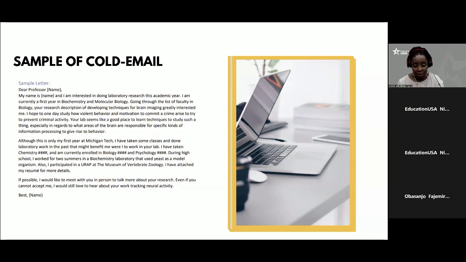The person was able to talk about how they participated in XYZ, and said, "I have attached my resume for more details." So in case the professor needs to check the person out, here's the resume to check out. This is a good cold email. I really feel this makes sense, and I like the fact that the person added that, if possible, they'd like to meet in person to talk more about your research.